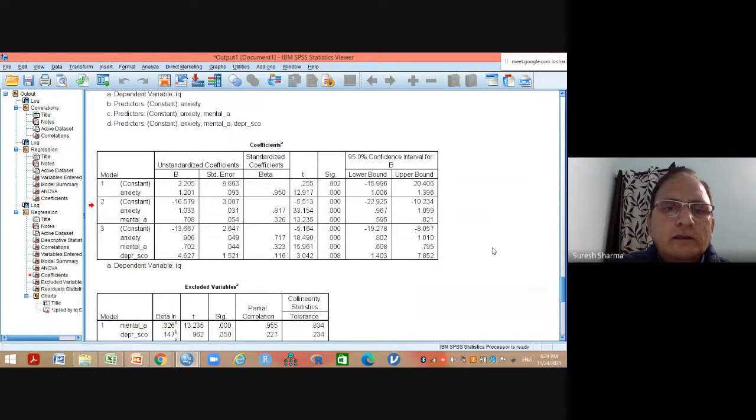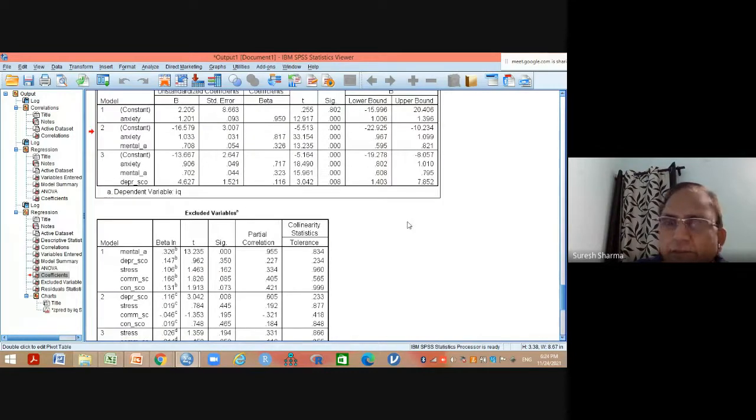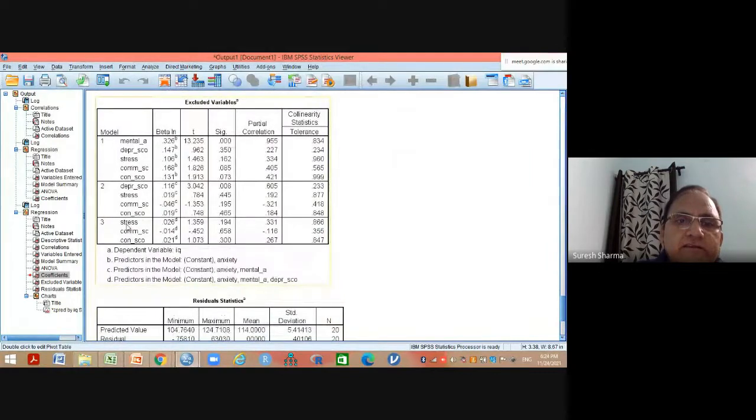Just click here. Where is that equation? I think I just forgot to save that. I think you can understand now, right? So you have an equation. Now 3 variables are not appearing in the picture. They are excluded. Why are they excluded? They are marked here. Stress, because p-value is more than 0.05. Communication score, p-value is more than 0.05. So they have been excluded out of the model.